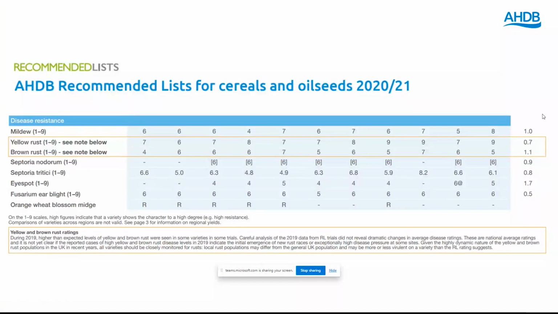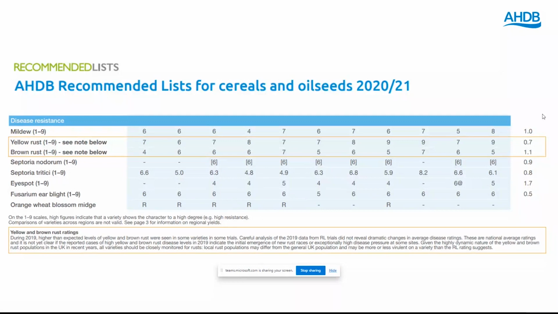The current way the ratings are calculated is also not able to take account of the rapidly changing pathogen population we're seeing now. Over the years, we've tried several strategies to get around this problem. So, for example, in 2016, when there was a sudden shift in the yellow rust population, we used 1 year of data to calculate the ratings.